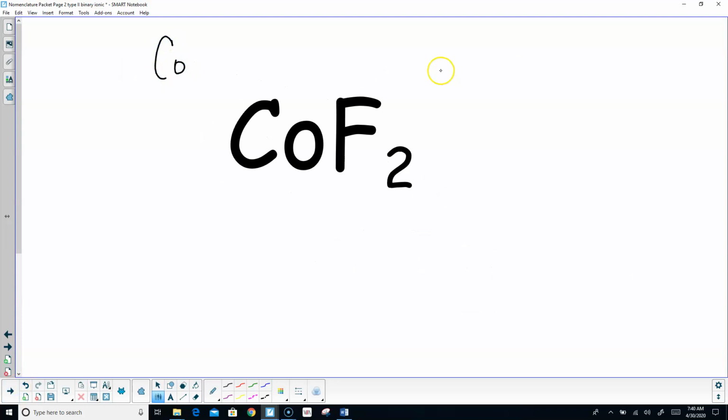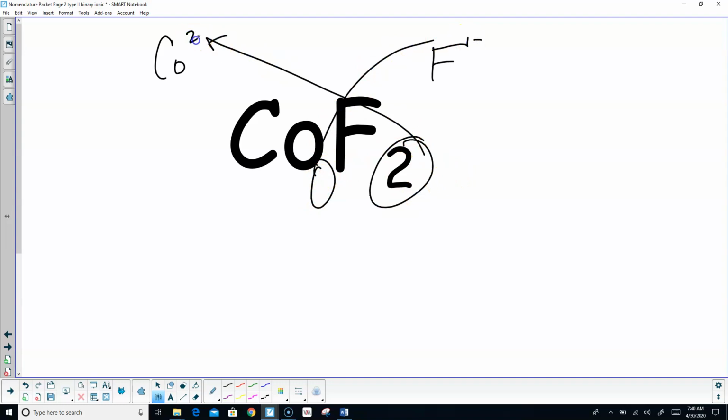CoF2, we're going to unzip this guy. This understood 1 goes to fluorine, which is fluorine's charge. This 2 goes up to the cobalt. Cobalt, Roman numeral 2, fluoride.